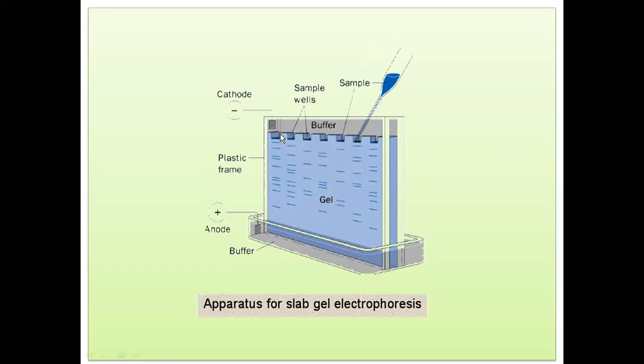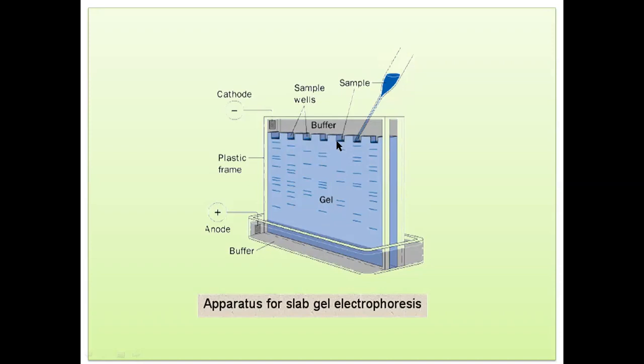And there is a provision of introducing the samples into these sample wells. You can call them sample wells here. A number of sample wells are present here. So by means of a syringe or any object such as a dropper or a capillary tube, you can introduce the supernatant solution of the sample into these sample wells. These sample wells are also connected to the buffer solution.